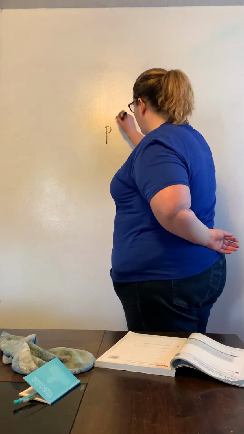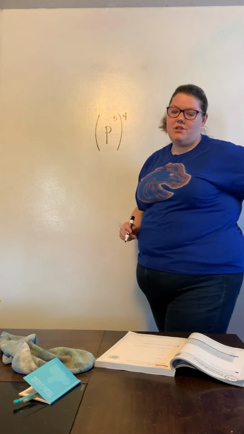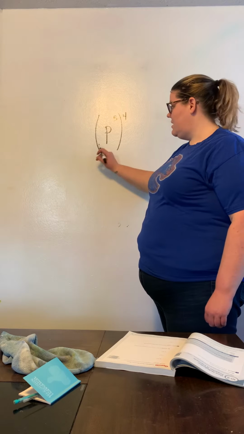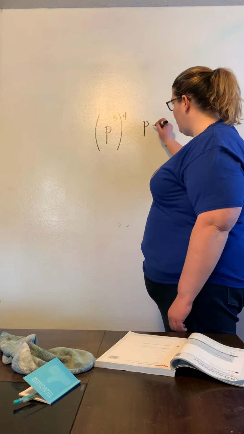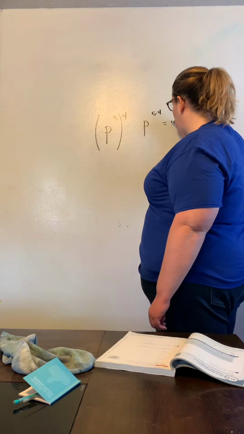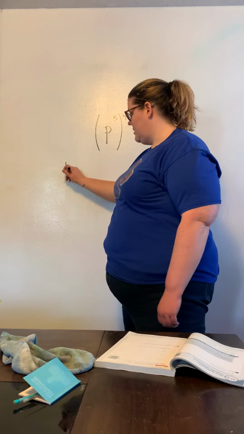Let's say I have p to the 5th power. We want to raise that to the 4th power. So that means I have 4 p to the 5th power. If we follow our rule, we can just do p to the 5 times 4, which would be p to the 20. We can check that. It's going to be a lot of p's.